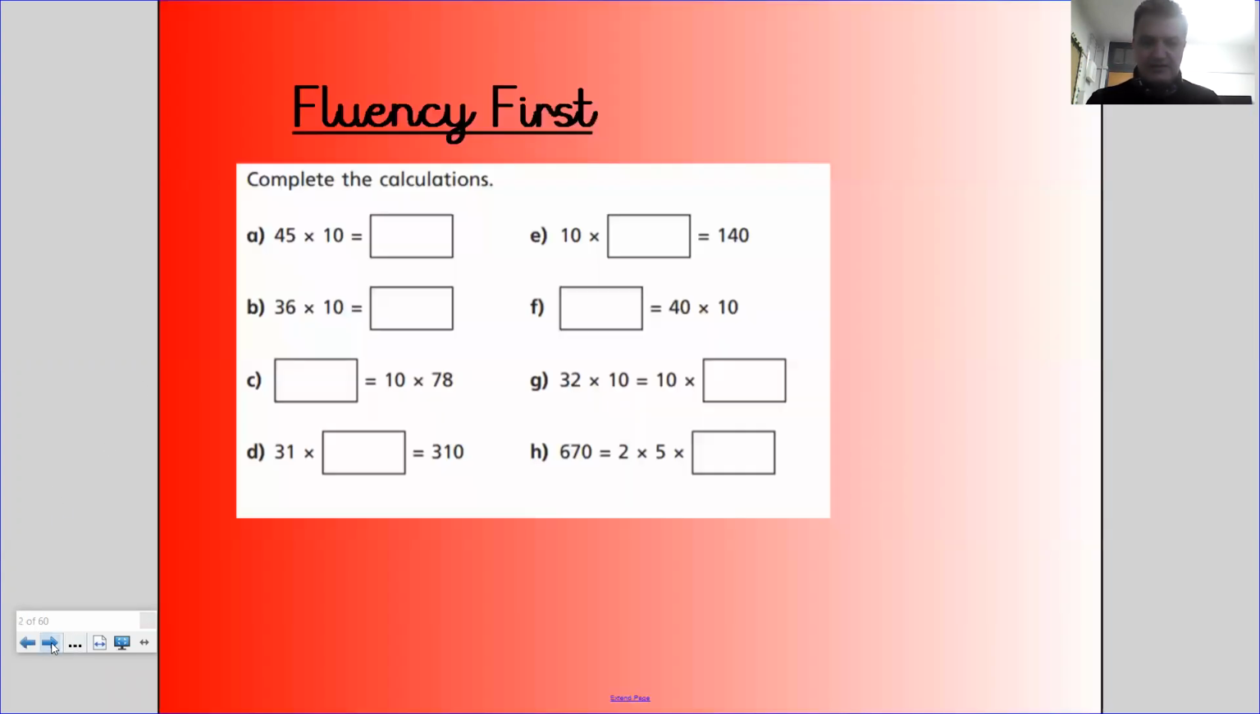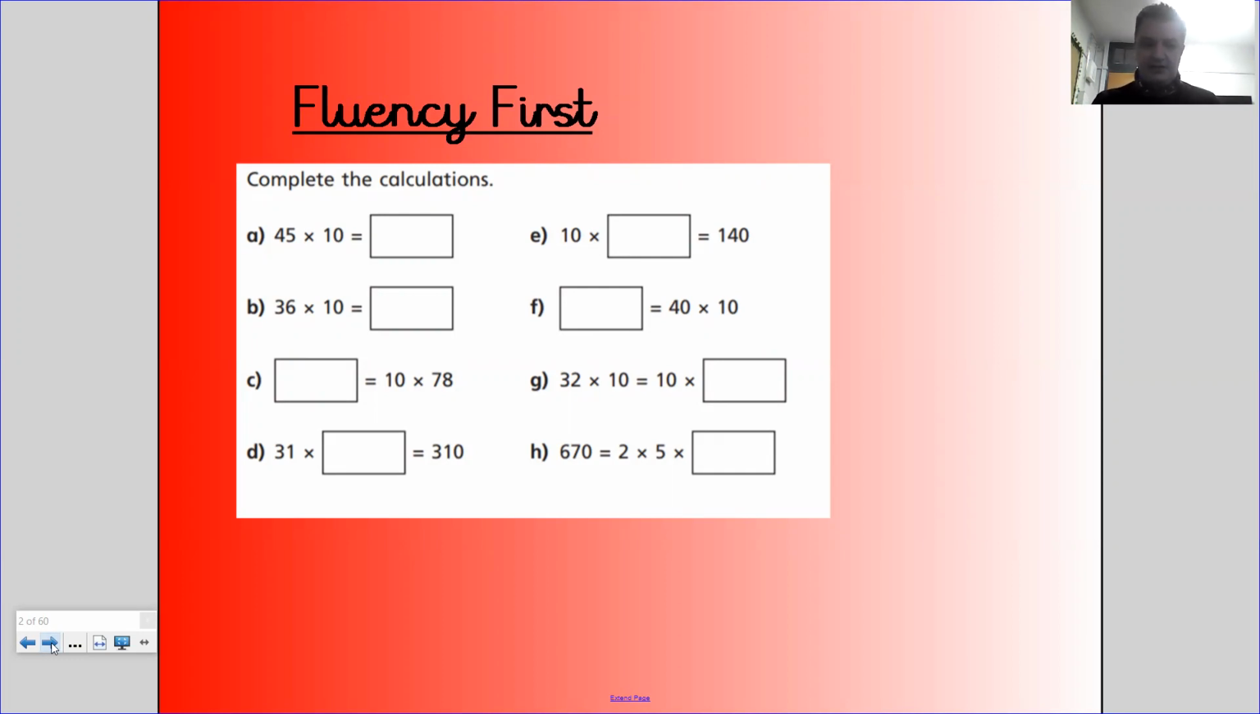Let's have a look at our slides. Fluency first. Being as the decimal system's all about tens, it's really important that we nail down our division and multiplication by tens. So I've just got a few questions that you can have a crack at first, thinking about making things 10 times bigger. If you make something 10 times bigger, you're timesing it by 10. So just pause that and go for fluency first questions.